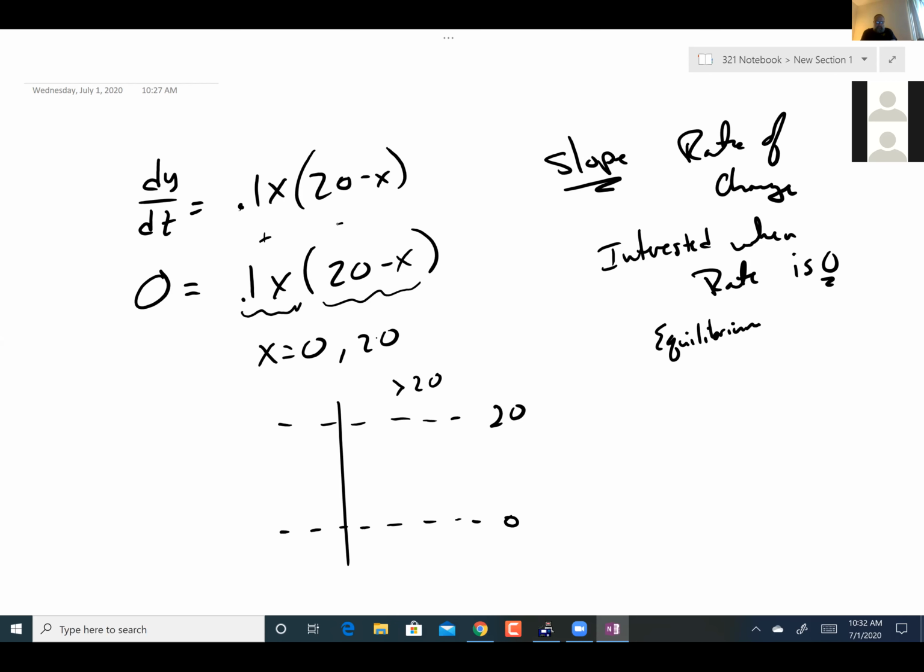This will be negative. Negative times a positive is a negative. So we will have negative slopes up here, negative slopes. And again, I don't care what number it is, 20.2, or it could be 1,000,000. Doesn't make any difference. It'll end up with a negative up there. Okay? What happens in between here?